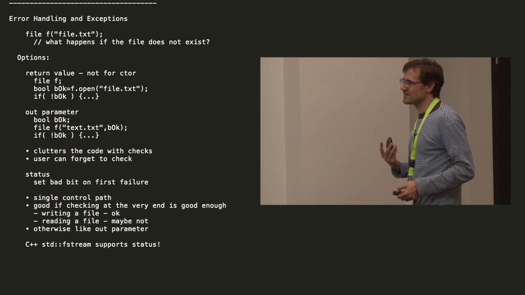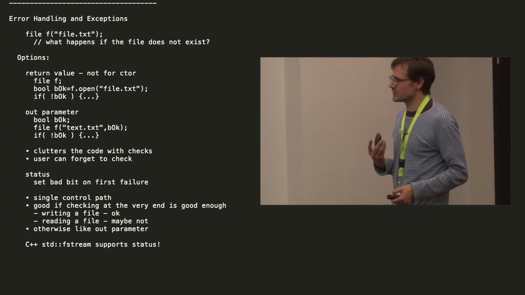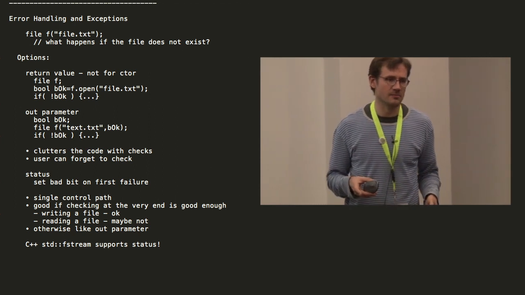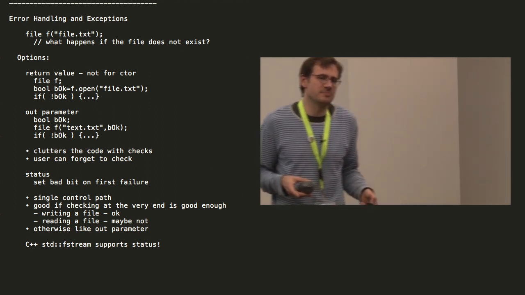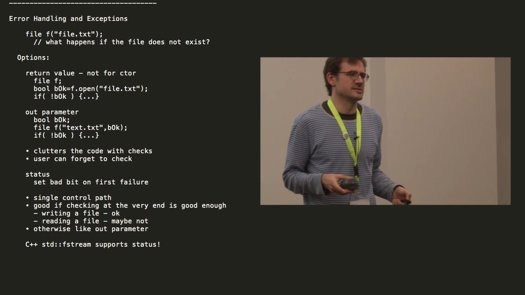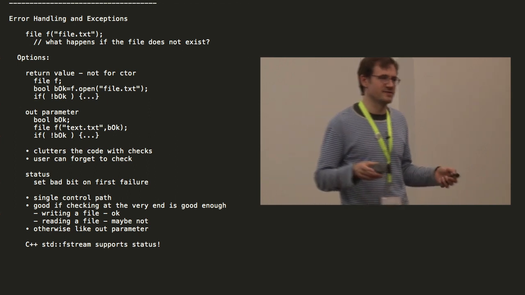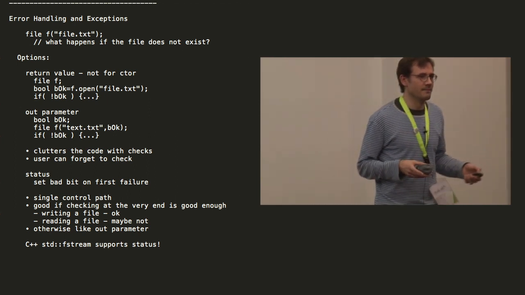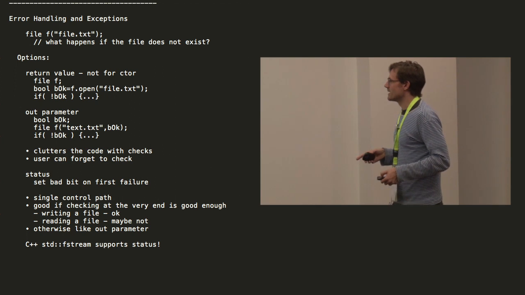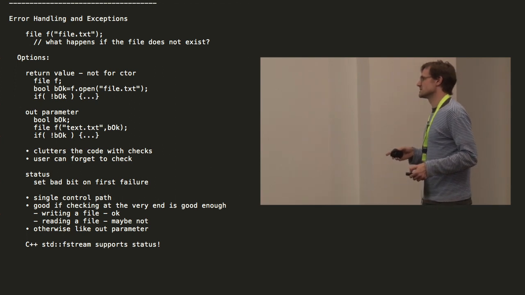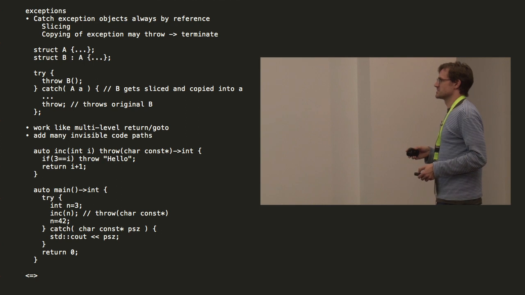For example, when you're writing a file, okay? I mean, if all your writes go into a garbage can, it's not what you want, but you can delay finding out until the very end. And this is hopefully not going to happen so often, so you're not wasting too much effort writing a file where the disk's already full. But you can just keep writing. At the end, you find out is it okay or not. Otherwise, you have to check it. And std::fstream actually supports status, which is nice. So this is not really a new idea. And of course, then there are exceptions.